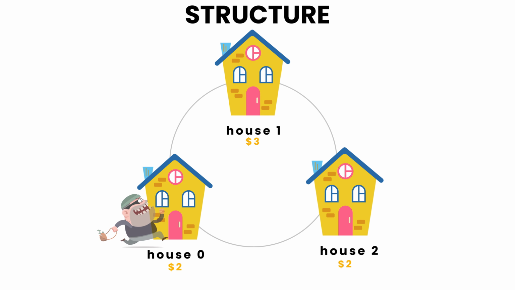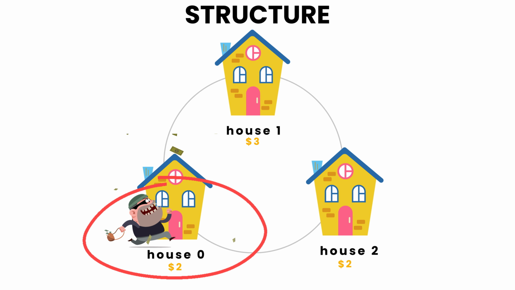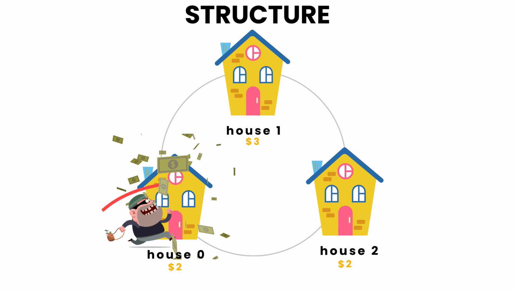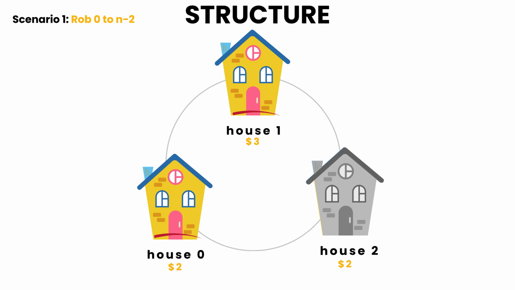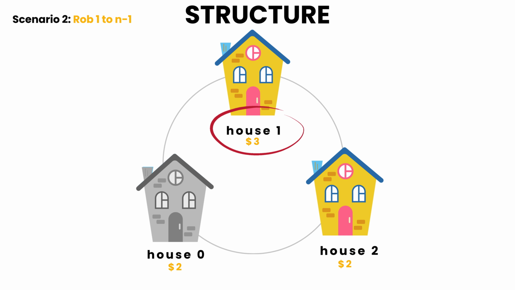Here's the structure. If there's only one house, return its value, no circle worries. Otherwise, solve the two scenarios. Rob houses 0 to n-2. Rob houses 1 to n-1. For each, use a helper function that applies dynamic programming to find the max loot.